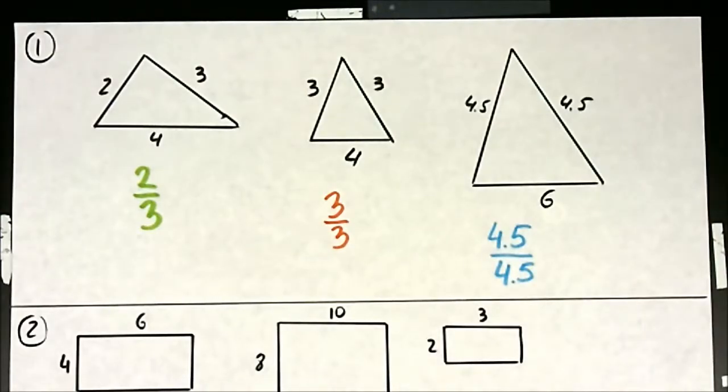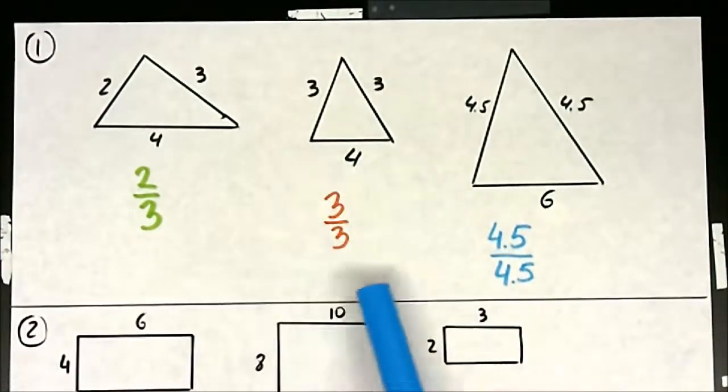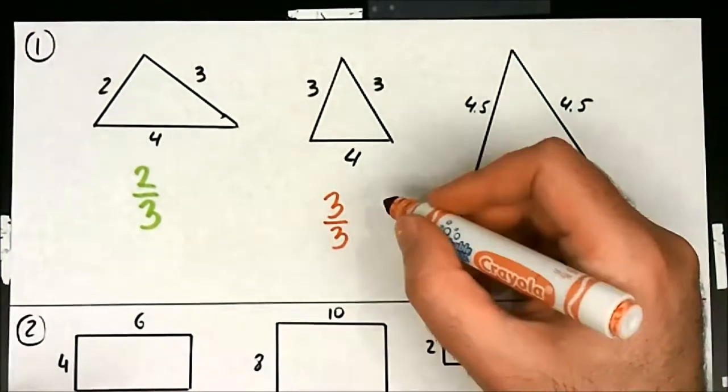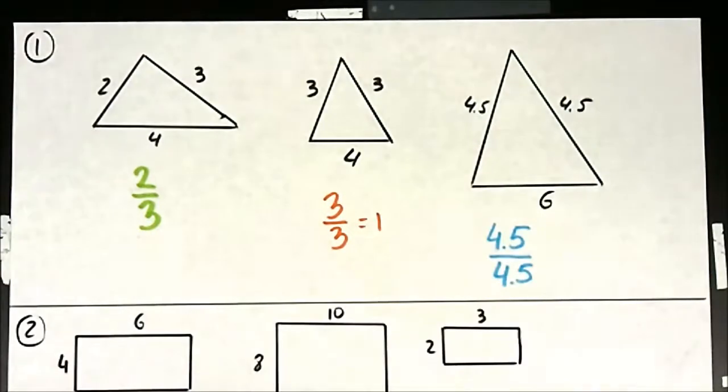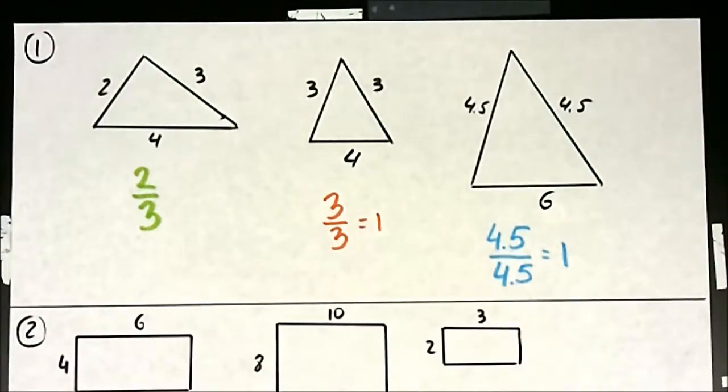Alright, and now it's pretty obvious which triangles are similar. This is 2 over 3. Both of these simplify down to 1. So these are the ones that are similar, because this simplifies down to just 1, and this one simplifies down to just 1. Make sense? Questions on number 1?